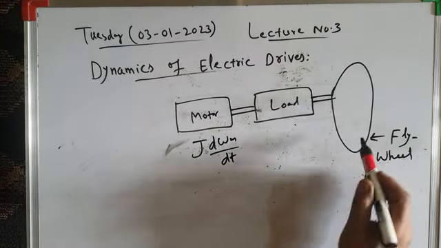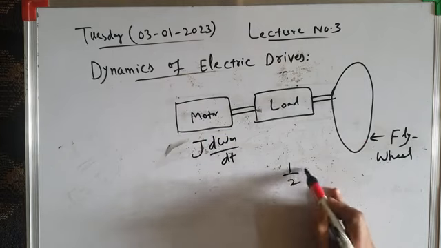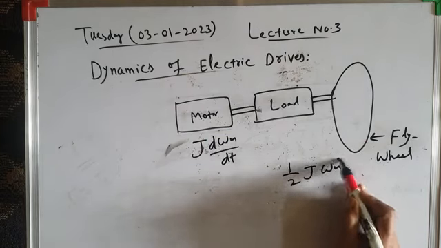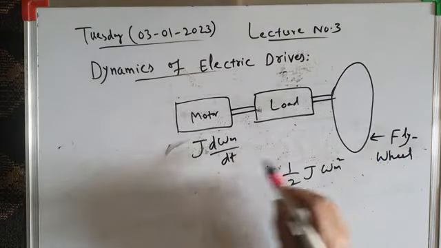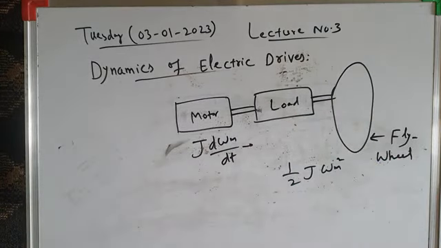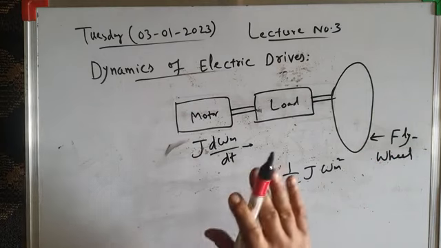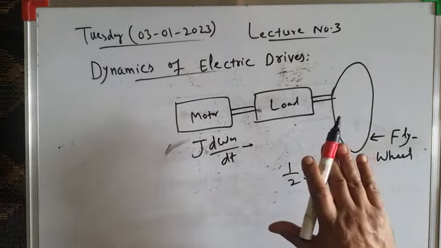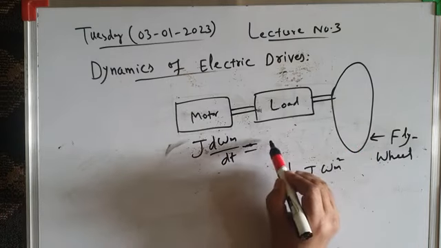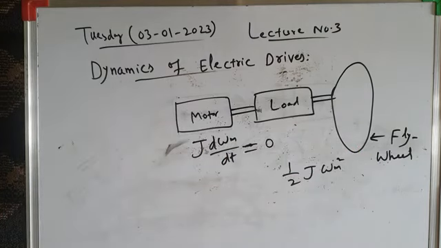The kinetic energy stored in the flywheel is half J ωm². So kinetic energy gets stored in the flywheel, and this is the inertial torque. Okay, so then the motor runs at steady state, say at rated speed. At that time, J dωm/dt becomes equal to 0. But kinetic energy is already stored in the flywheel and it is running at a steady speed.